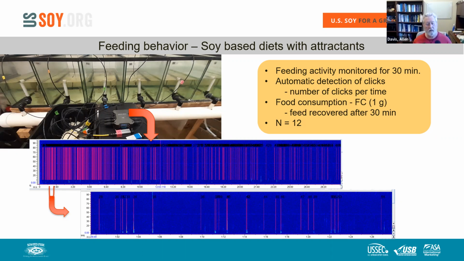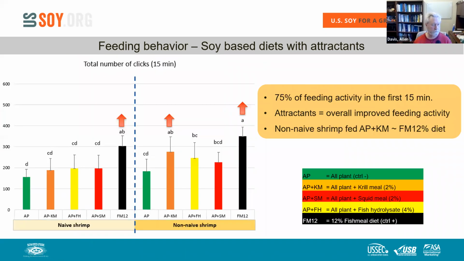And this is a very nice tool because you can go in and actually sum up the energy or sum up the number of clicks after you've cleaned up the recordings a little bit. And then we have some really nice tools for looking at consumption. So this is an example of, again, looking at feeding behavior. On the right-hand side are our different diets that showed the color codes.